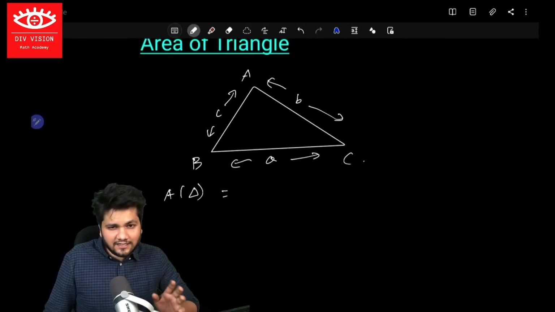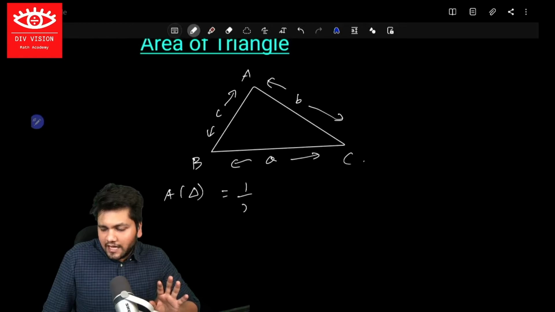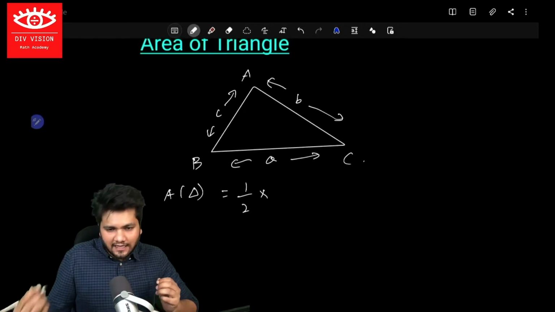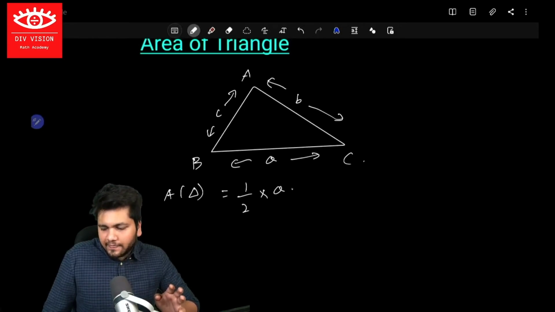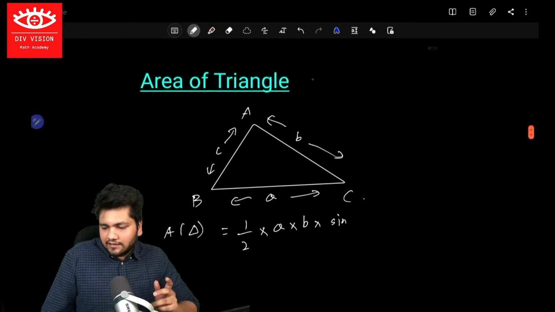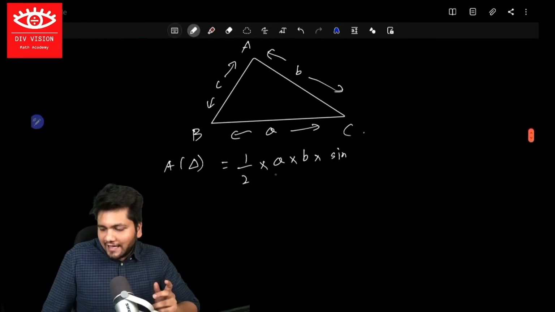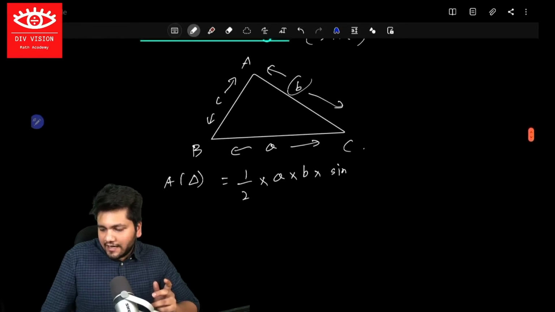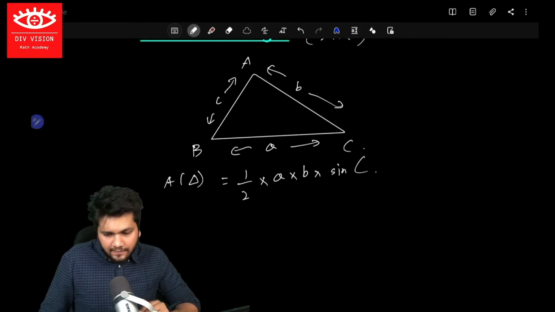So for the area of a triangle, generally we know half into base into height. Always we use that. So we're going to use the same thing. It's going to be half into base, so just consider any of the sides, a, into the other side, let's say b, and multiplied by sine, since the area of a triangle is based on sine itself. So it's going to be sine of the angle between a and b. The angle between a and b is angle C, so it's going to be sine of C.